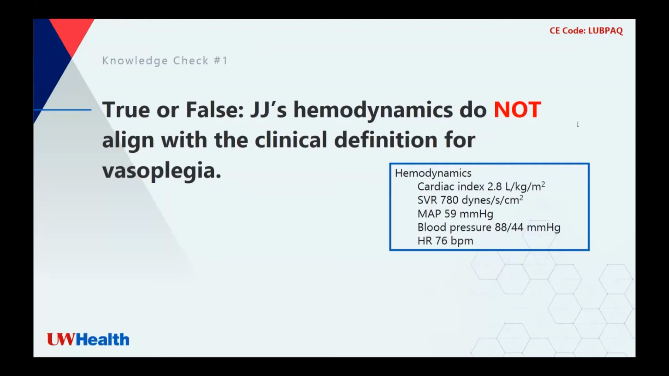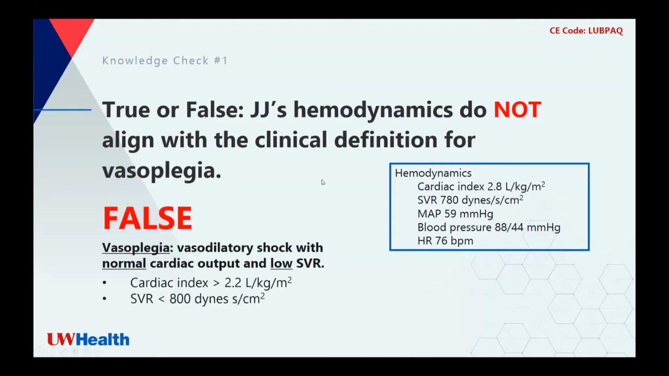I'm seeing some falses. Okay, good. So you're correct. The answer is indeed false. As a reminder, vasoplegia is vasodilatory shock with a normal cardiac output. So for cardiac index, that's greater than 2.2, and a low SVR, so less than 800, which JJ's hemodynamics align with this definition.